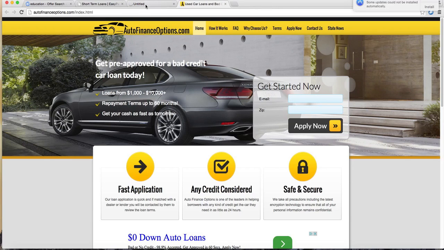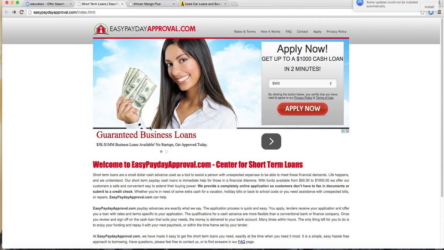Okay, so basically, again, like I said, this is a little bit of a micro commitment. They choose how much money they want. They click apply now. That means they're ready to get their $900, and you take them to the trial offer.